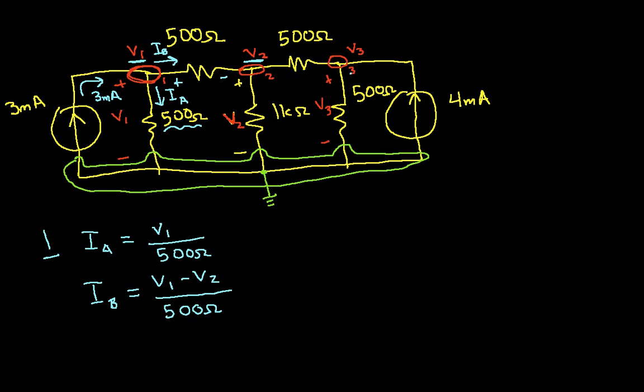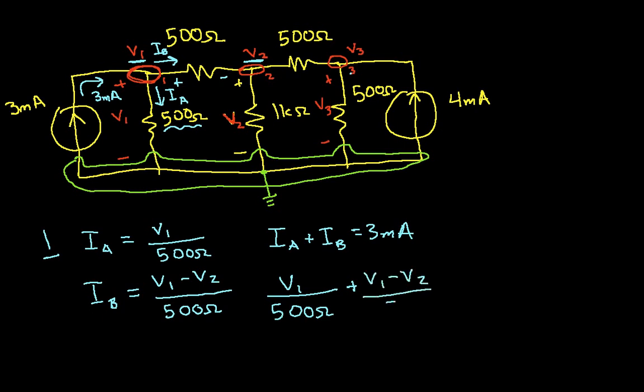And so combining this with the fact that I have 3 milliamps going in, I can say that the sum of the currents leaving the node is equal to the current entering the node, and I can write this as IA plus IB is 3 milliamps, or V1 over 500 ohms plus IB, which is V1 minus V2 over 500 ohms, is equal to 3 milliamps.